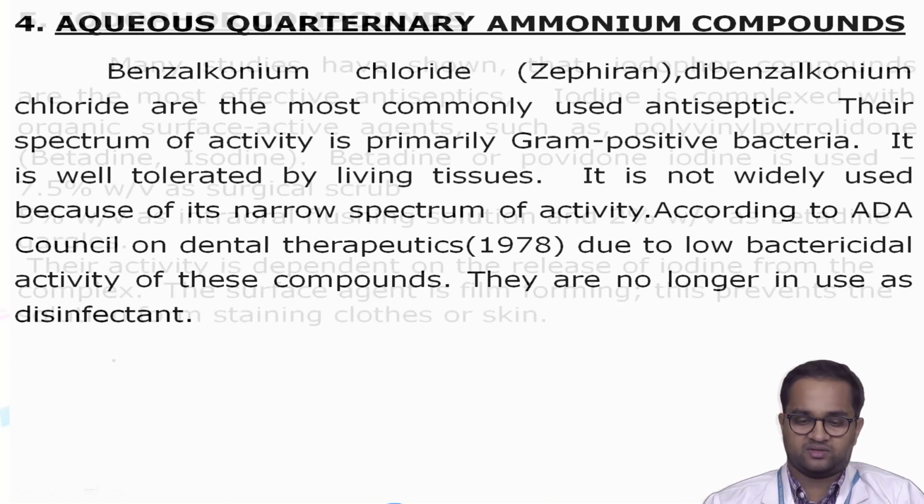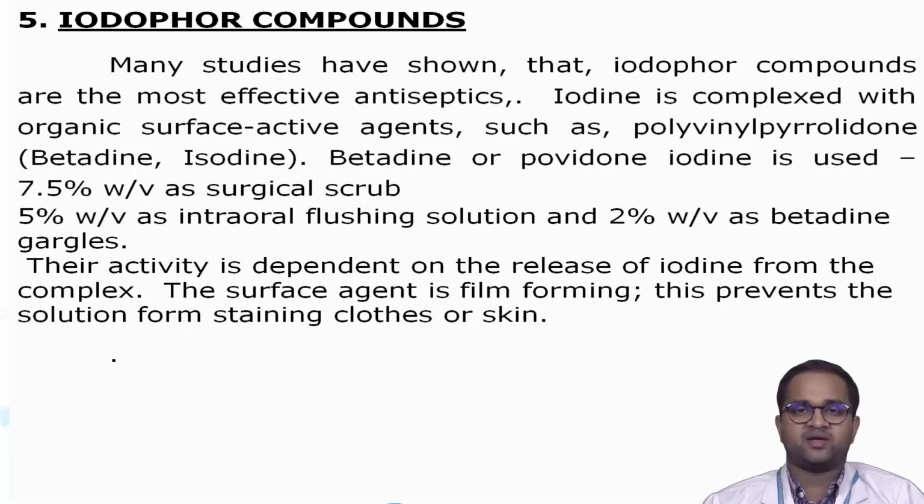Coming to iodophor compounds, many studies have shown that they are very effective antiseptics. Iodine is complexed with organic surface active agents such as polyvinyl pyrrolidone, in the combination called Betadine or Isodine. Betadine or povidone iodine is used at 7.5% weight by volume as surgical scrub, at 5% weight by volume as intraoral flushing solution and at 2% weight by volume as Betadine gargles.